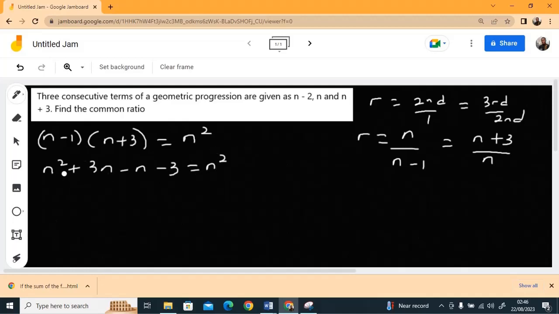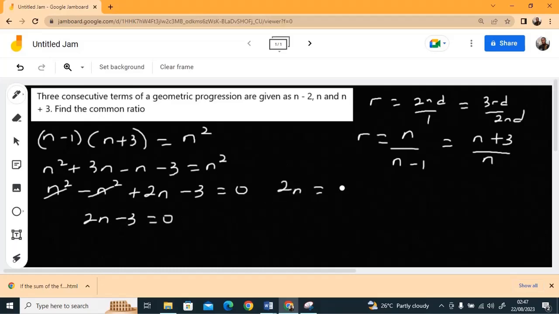So I have n squared, and when this n squared crosses, it becomes minus n squared. 3n minus 2n will give us n minus 6 equals 0. So n squared minus n squared is 0. I'll transfer this 6 to the other side, so n equals 6. Since I'm looking for n, I divide both sides by 2, so n equals 3 over 2.